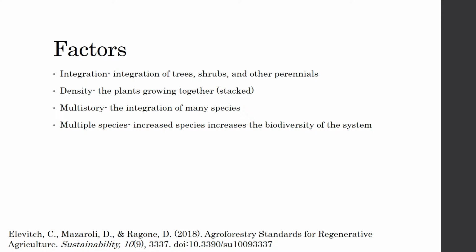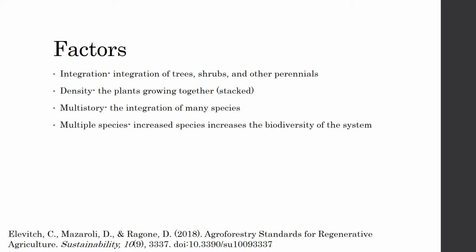Some other factors. So integration of trees, shrubs, and other perennials. You kind of need a little bit of everything in this, so just utilizing all of it. Another factor is the density, so the plants growing together, stacked, kind of the way they're placed. You need to know. Another part of this is multi-story.